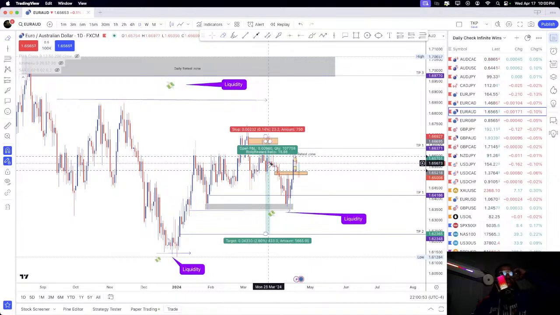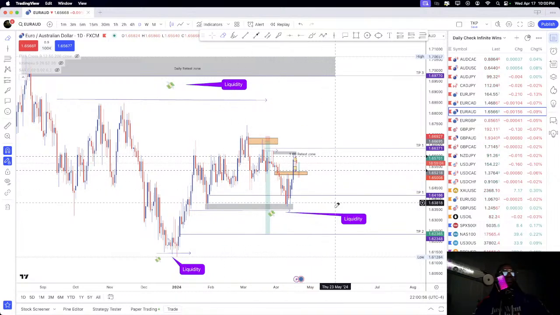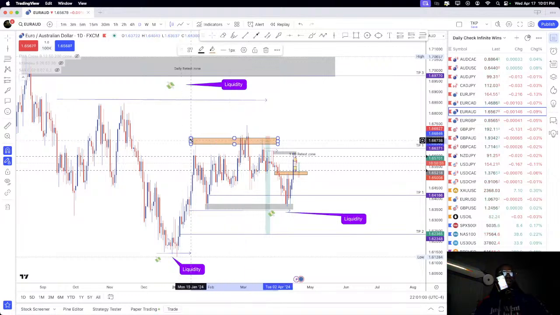So this entire area right here is consolidation. That is a humongous consolidation zone right there.